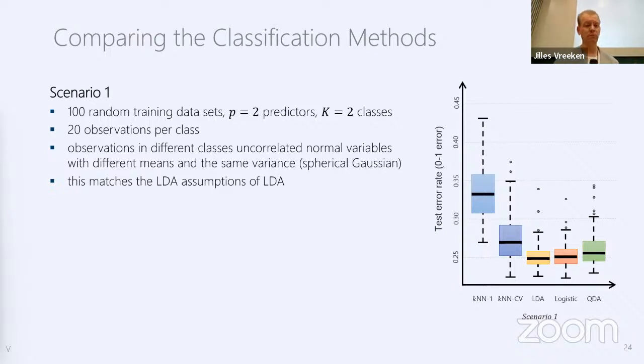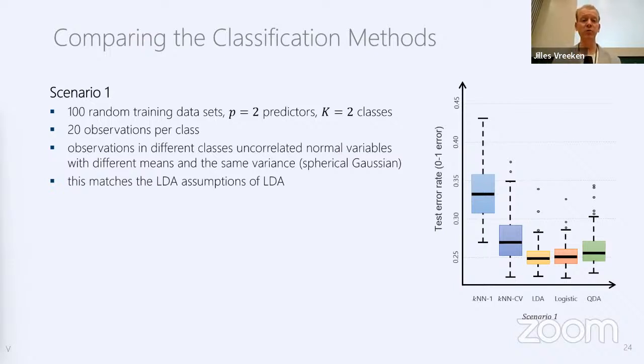We start with different classes, uncorrelated normal variables, so it's Gaussian distributed. Different means, same variance. Okay, basically LDA. So what do we expect would go best? LDA. What do we see? Yes, LDA does best. But KNN, in this particular case, is not so great. Well, this is just the one nearest neighbor. You would expect it to have a very high, what was it again? Variance, exactly, yes. So it's not going to do very well here.